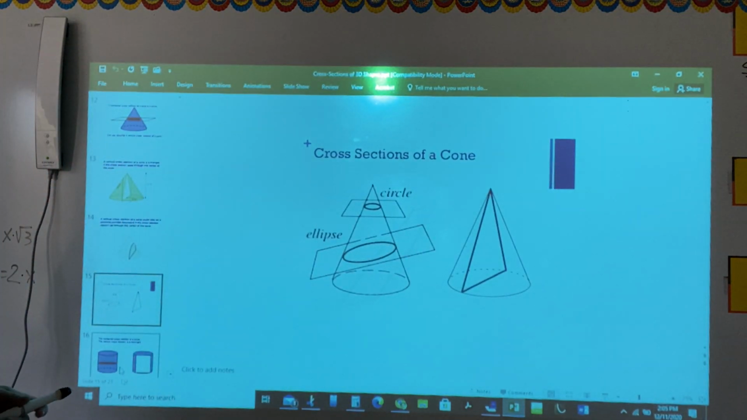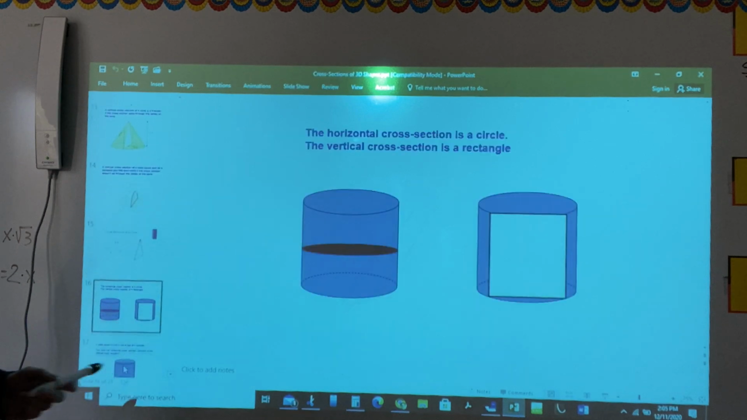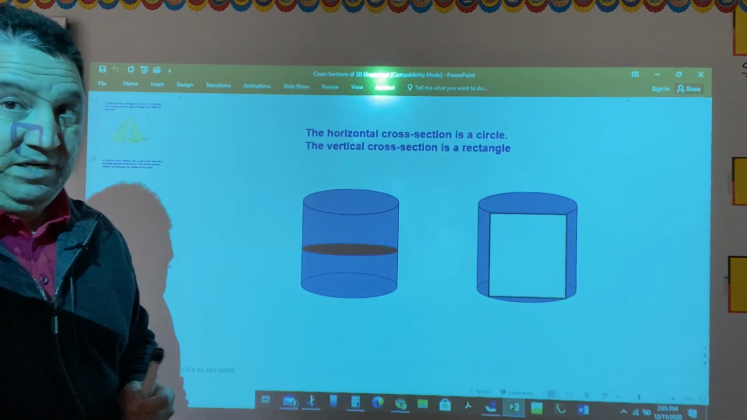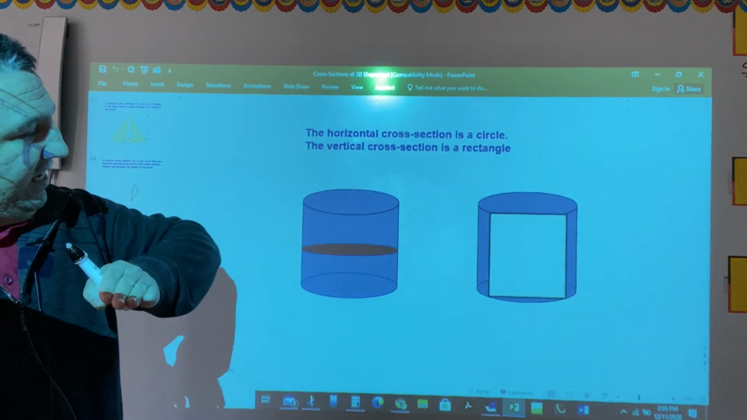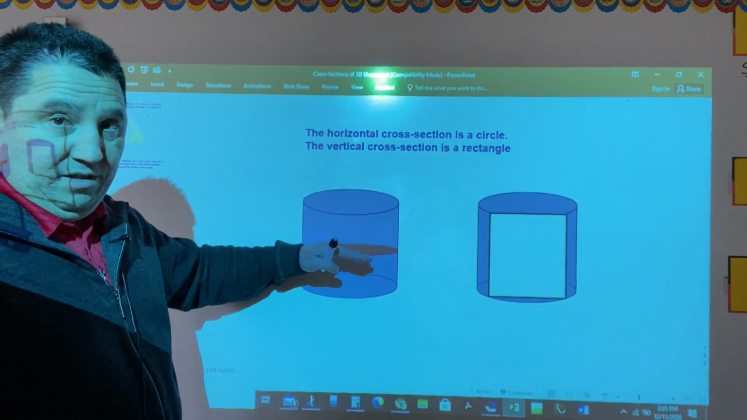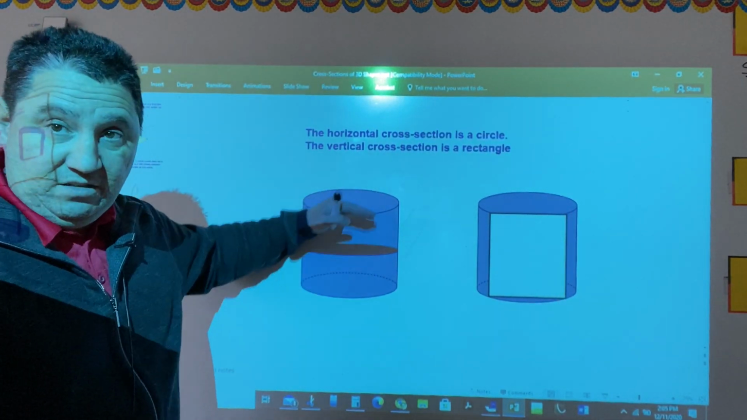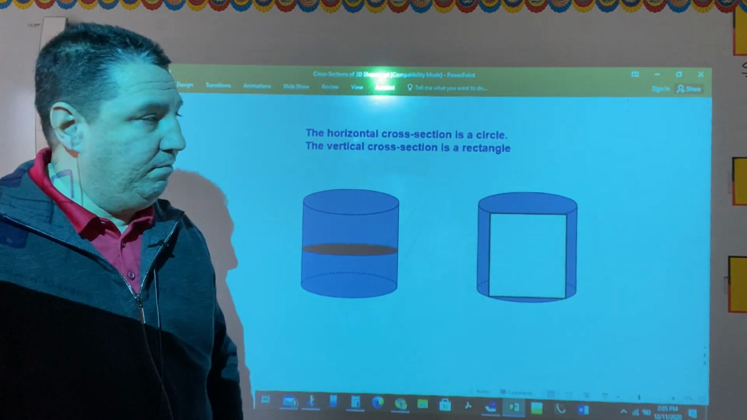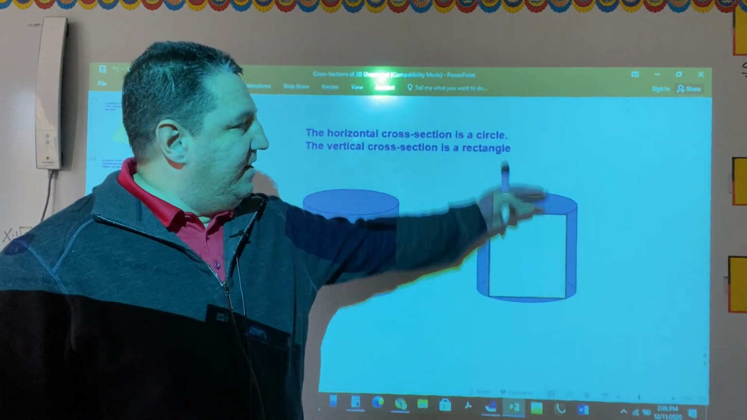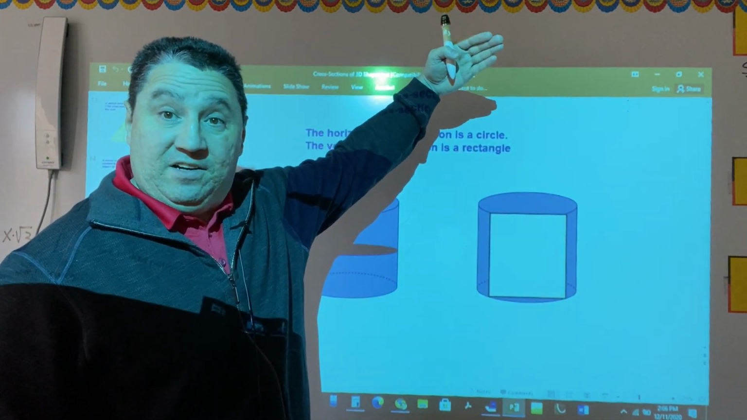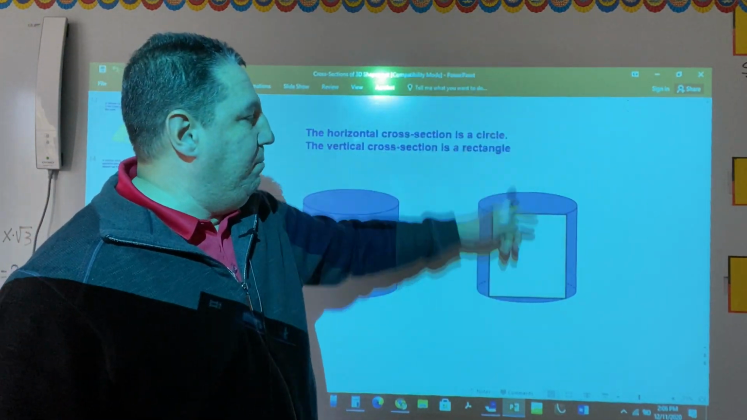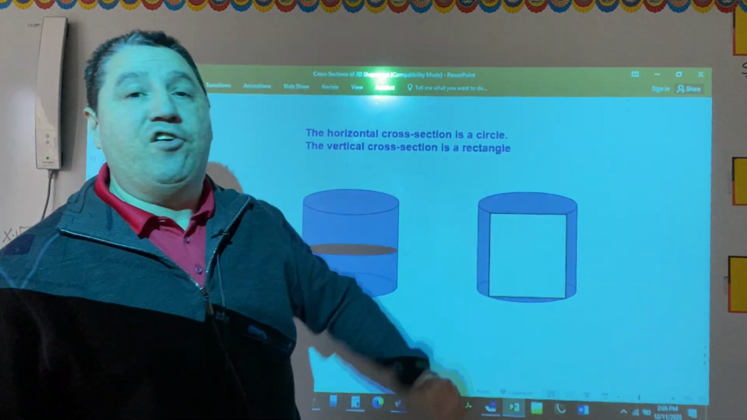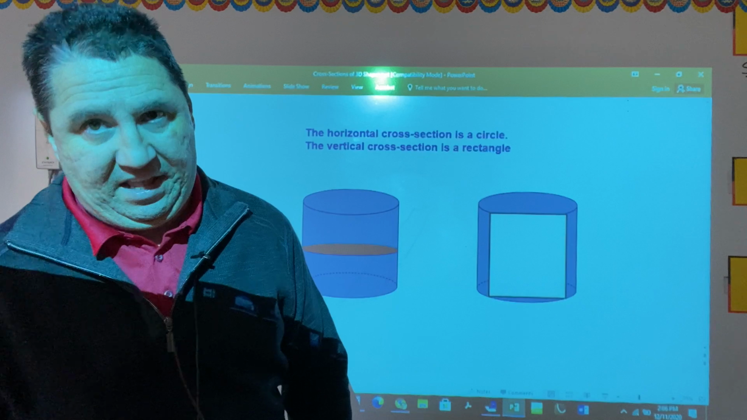I'll show you another solid and its cross section. This is a cylinder. Again, if we cut a cylinder horizontally, or parallel to its base, the resulting cross section is a circle. If we cut a cylinder vertically with a plane perpendicular to its base, the resulting cross section would be a rectangle.